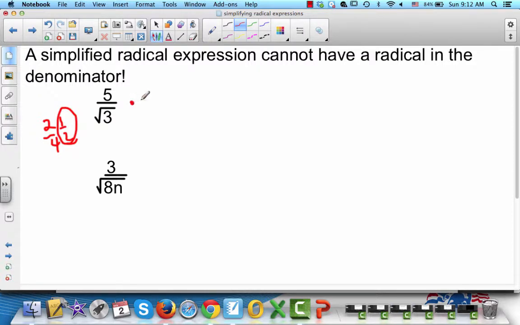And the way that you get rid of the radical, remember, is you multiply. Whenever you multiply square root of 3 times square root of 3, whenever you have the same radicand in the radical expression, all that happens is that the radical goes away and you're left with 3. So we're going to multiply the bottom by square root of 3. But if you multiply the bottom by square root of 3, you've got to multiply the top by square root of 3. So that gives us 5 square root of 3 over, and square root of 3 times square root of 3 gives you 3.